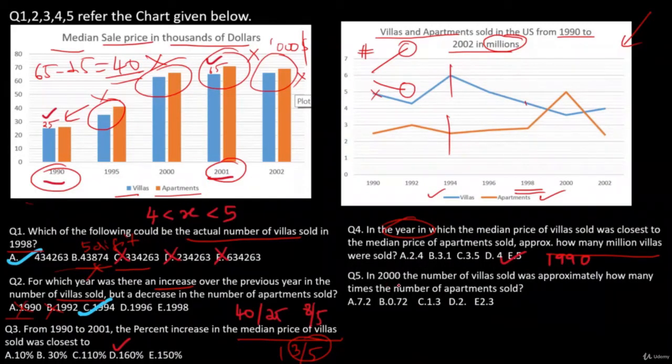In the year 2000, the number of villas sold was approximately how many times the number of apartments sold? Alright, so this is the year 2000. We have the number of villas sold over here, right, which is very close to 3.6, right? That's 3 and this is 4, so it's very close to 3.6. If you count 1, 2 and 3, you have 3 lines over here, and this space between 3 and 4 is divided into 5 equal parts. So you're taking 3 out of that, that is 0.6.